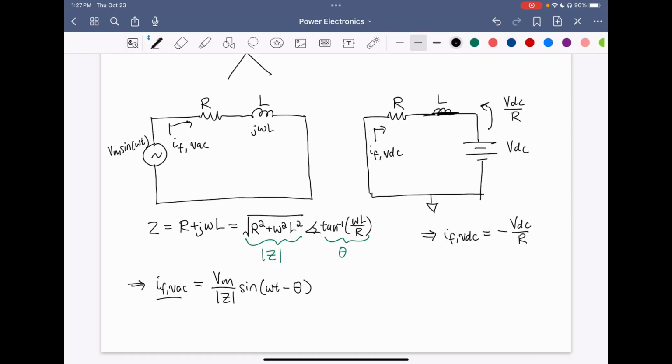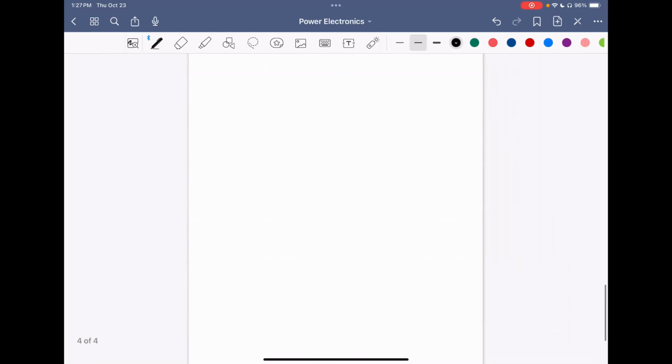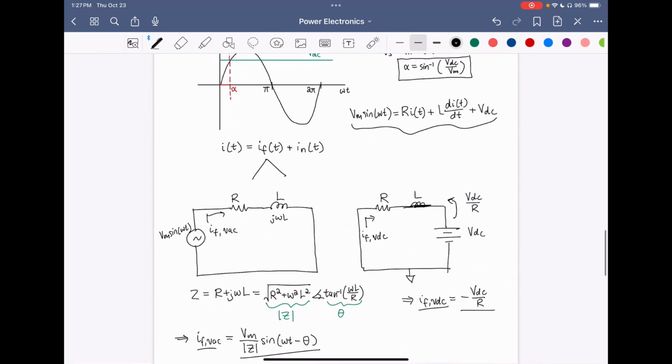So we found I_F,VAC and I_F,VDC. So in total, our forced response is the sum of these two terms. Now, the next step is finding the natural response. So we found the forced response here. Now we want to find the natural response.